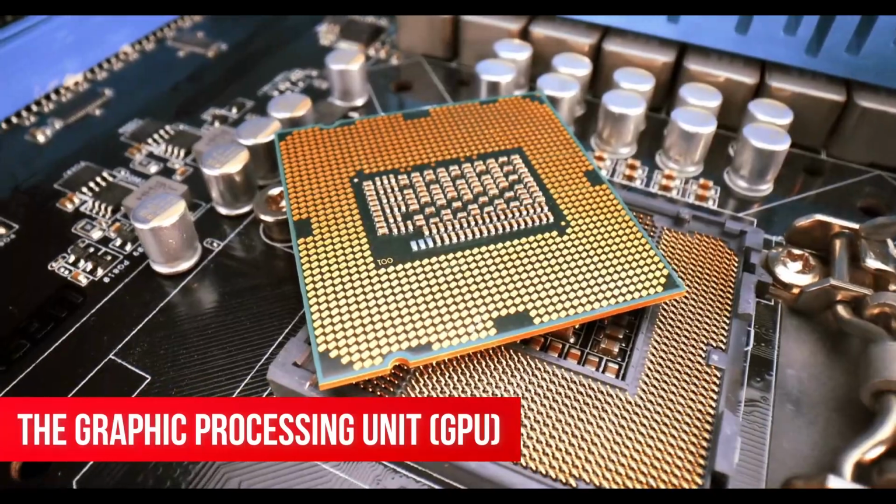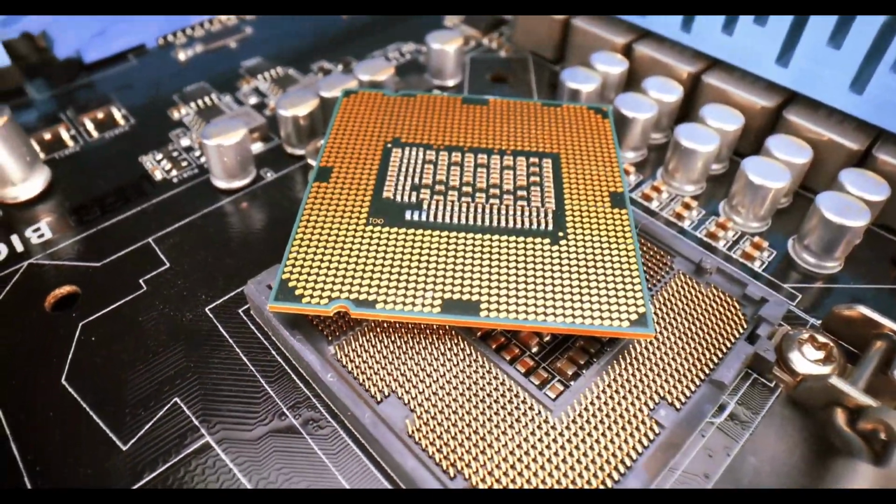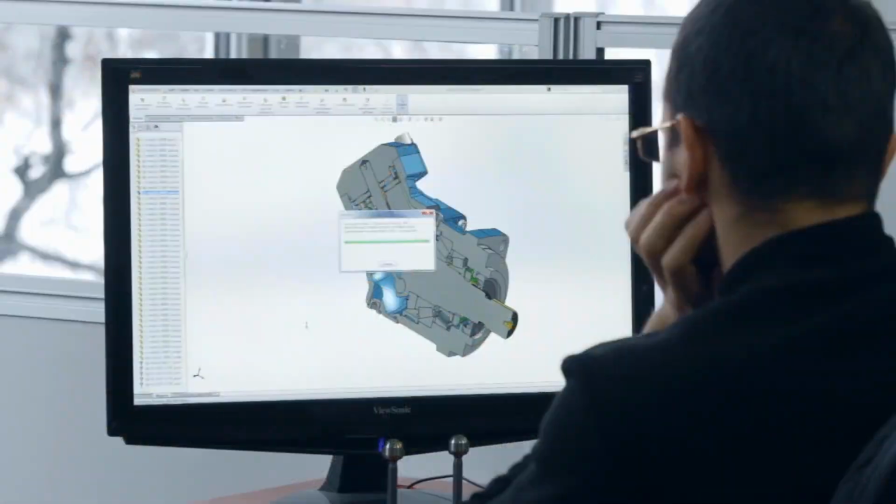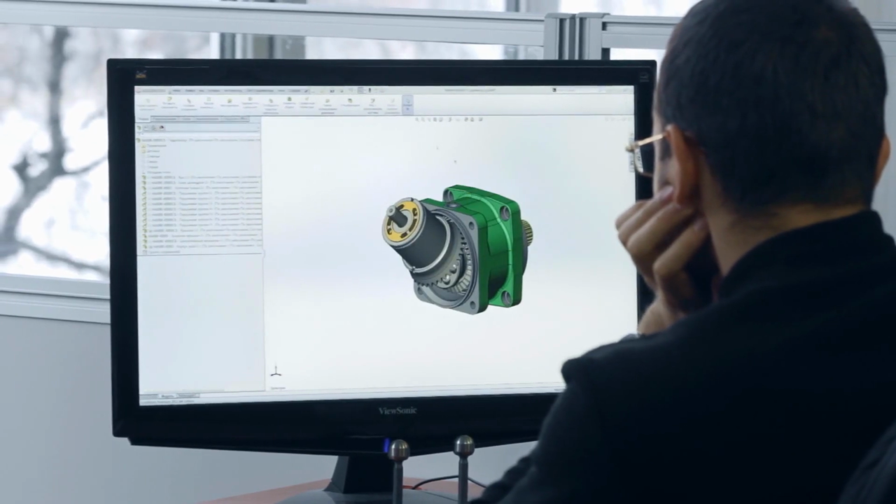The graphics processing unit, GPU. The GPU handles large quantities of visual data, making it crucial for 3D rendering.